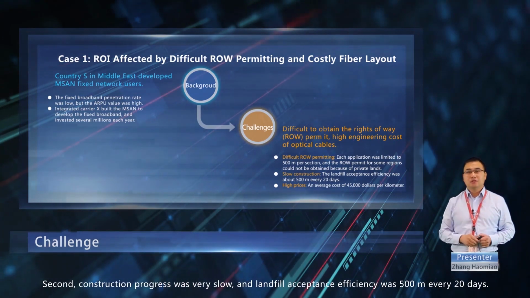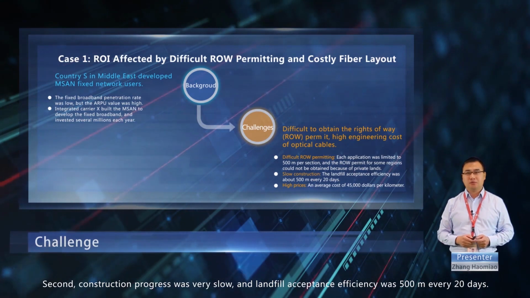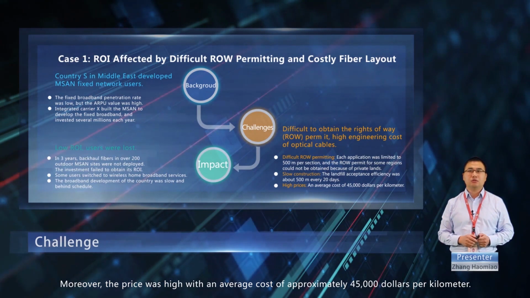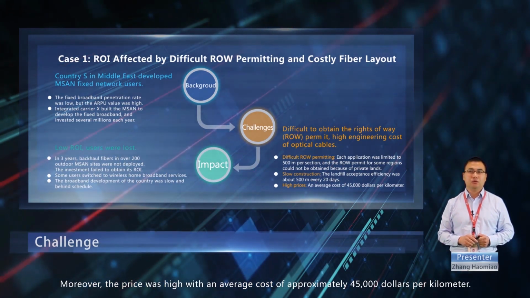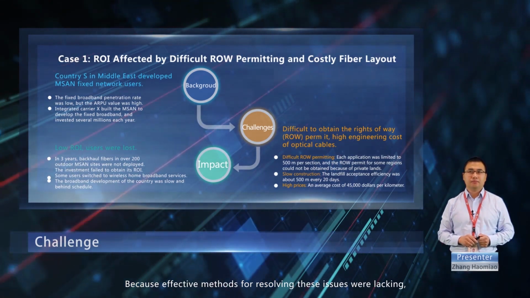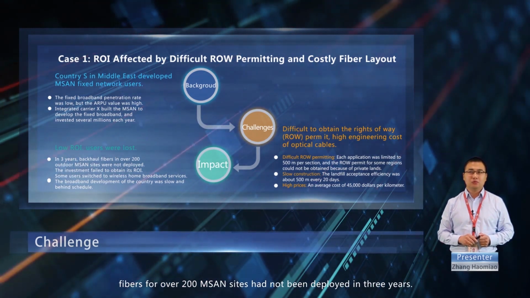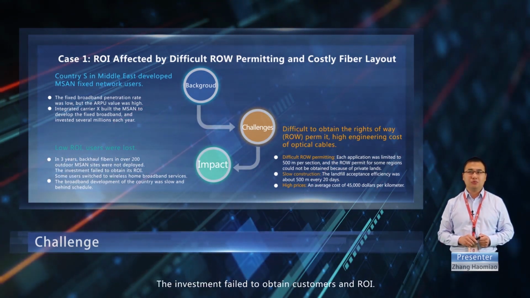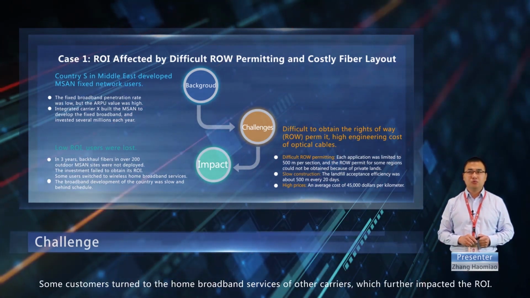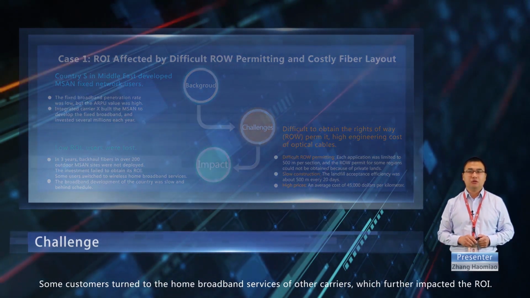Second, construction progress was very slow, and landfill acceptance efficiency was 500 meters every 20 days. Moreover, the price was high, with an average cost of approximately $45,000 per kilometer. Because effective methods for resolving these issues were lacking, fibers for over 200 MSAN sites had not been deployed in 3 years. The investment failed to obtain customers and ROI. Some customers turned to the home broadband services of other carriers, which further impacted the ROI.